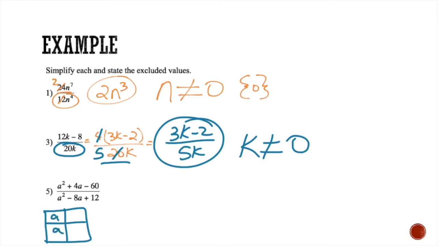A squared, what multiplies to be 60 that adds or subtracts to be 4? 5 and 12, does that make 4 when you subtract? No. Makes 7. 6 and 10, that makes 4 when you subtract, correct?